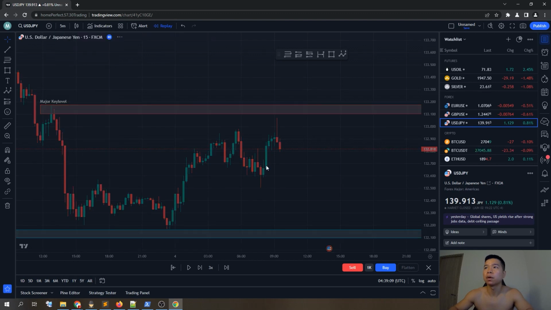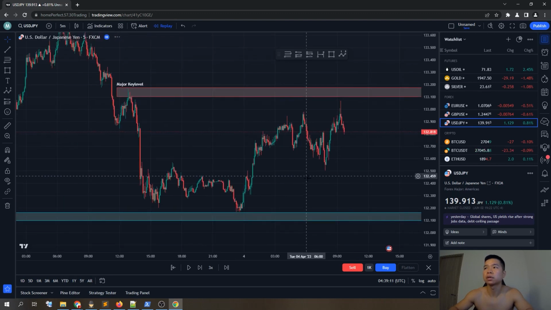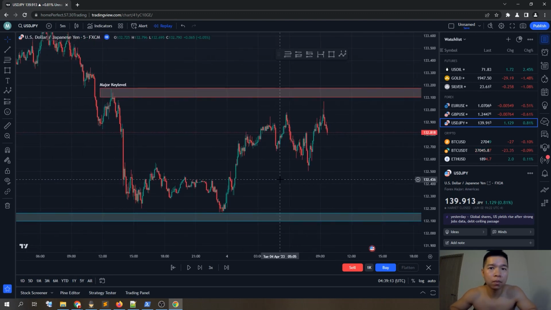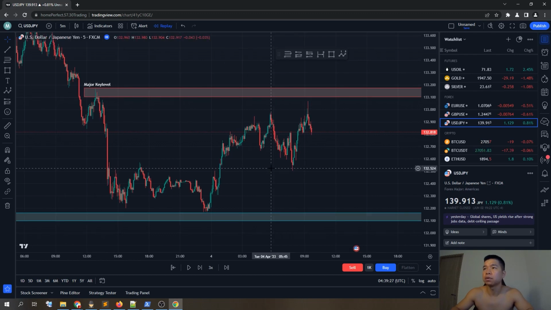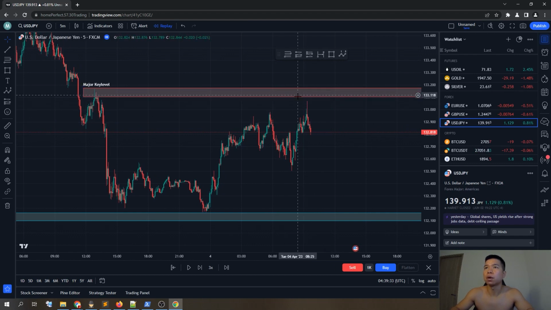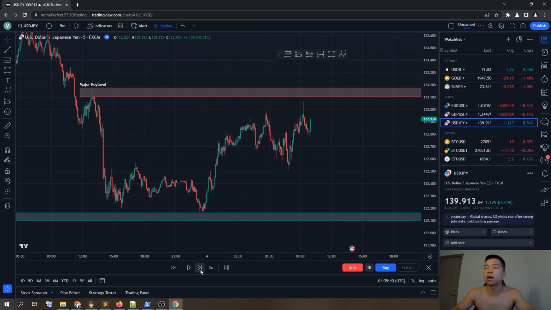So now we'll go into the 5-minute chart and remember what we are looking for here. So the small one is an uptrend. As you can see, it did trace back to this gap over here. So it's still an uptrend. What we want to do is wait for it to go to this major key level and wait for the confirmation.